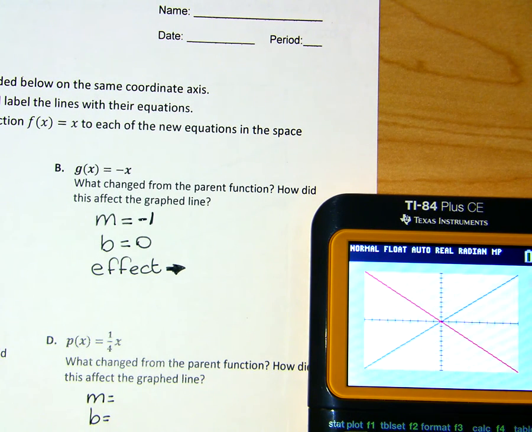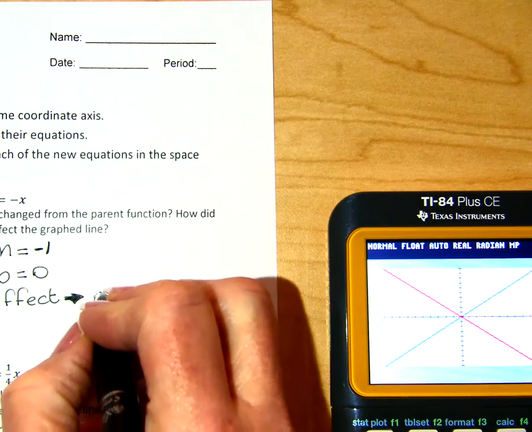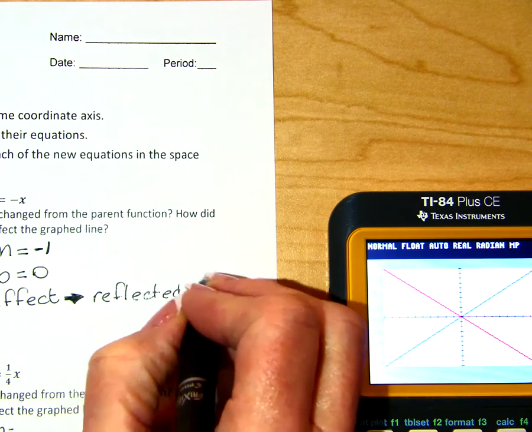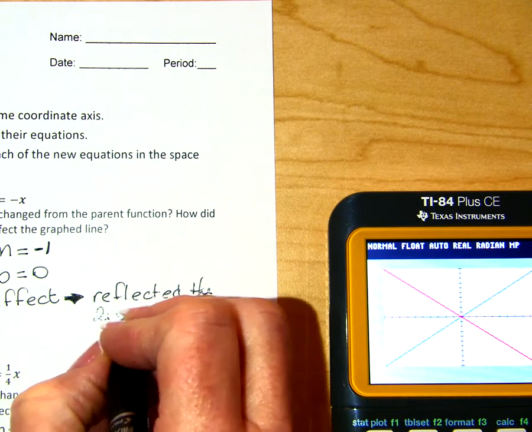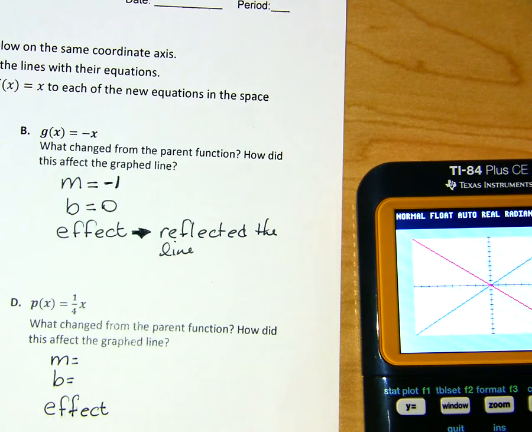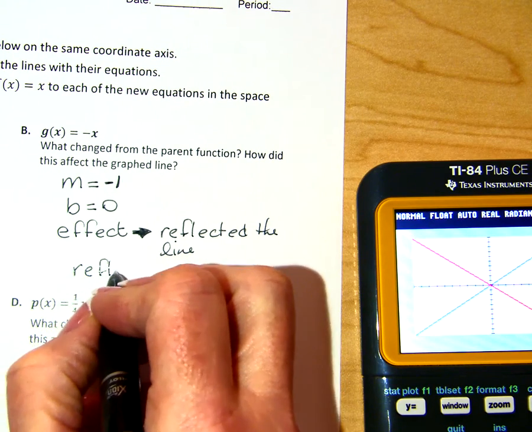So what happened to it was that it was reflected. So the line was just reflected. So the change here, because the slope became its opposite, it was a reflection. Or we can just use the word reflection.